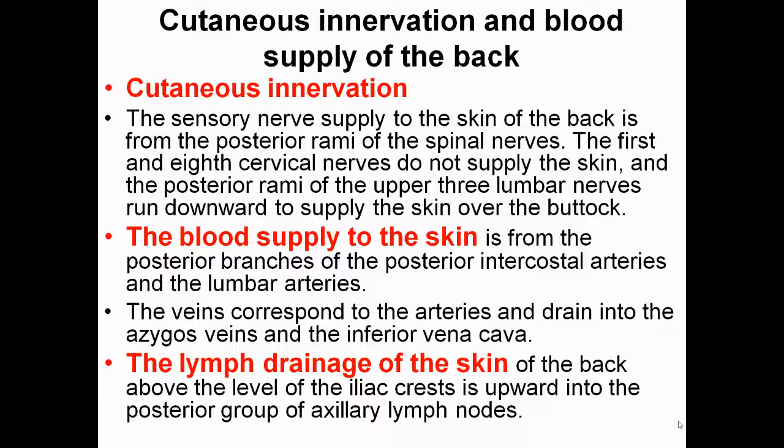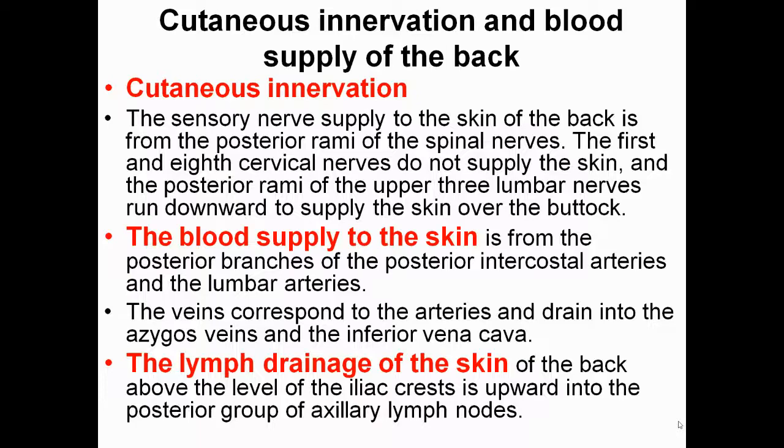First, we will see the cutaneous innervation and blood supply of the back. Cutaneous innervation: the sensory nerve supply to the skin of the back is from the posterior rami of the spinal nerves, and the first and eighth cervical nerves do not supply the skin. The posterior rami of the upper three lumbar nerves run downward to supply the skin over the buttock.